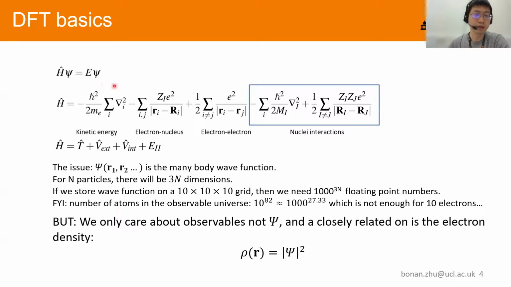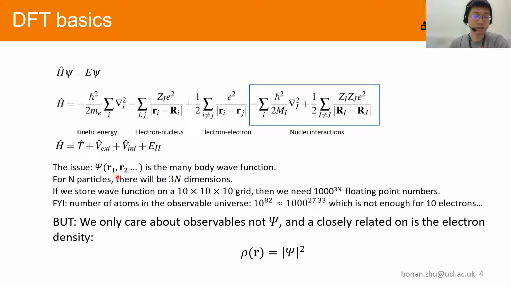So just running through a bit of basics about what DFT is. Essentially, we want to solve the Schrodinger equation, which has many terms. But if we just focus on the electronic part and throw away the nuclear interactions and assume that's classical, we can have this expression of the Hamiltonian. But the problem here is really the wave function, which, if you have a multi-electron system, which most materials are, is essentially a many-body wave function with multiple dimensions. For n particles, there are 3n dimensions.